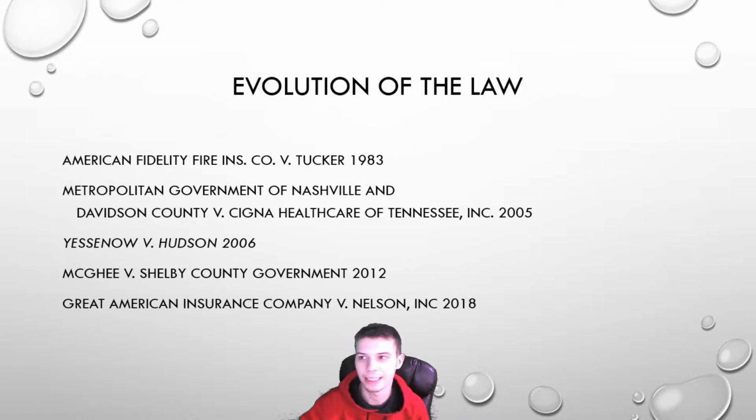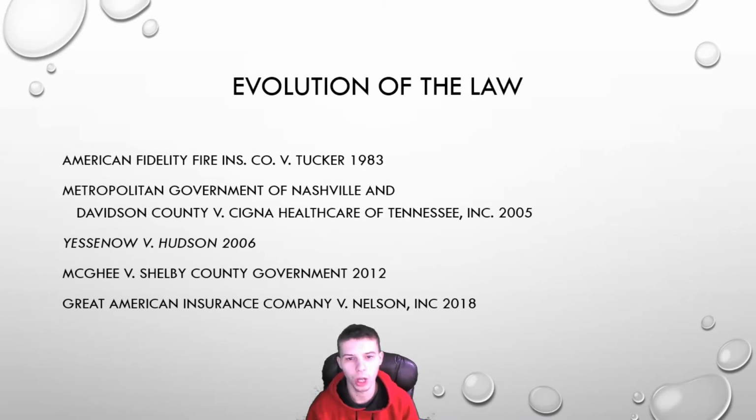Isnell versus Hudson in 2006 is a very good example of promissory estoppel and the evolution of the law. In this contract, Hudson signed a note for $1.5 million, and Yesnow wanted Hudson to fulfill their obligations and pay the outstanding total of the credit. Now Hudson was forced to pay back the $1.5 million credit, and this is a good example of promissory estoppel.